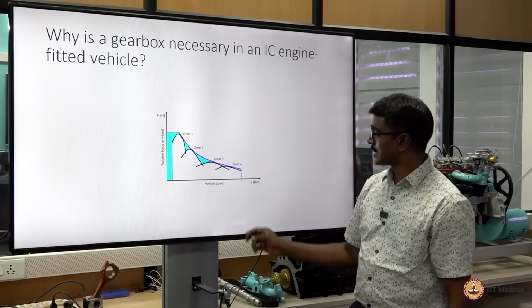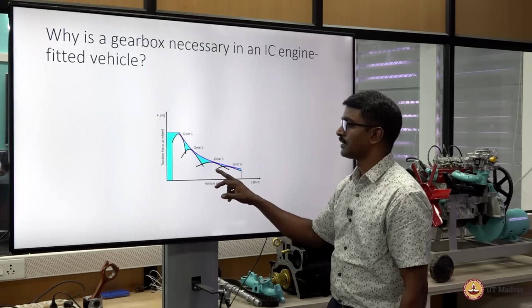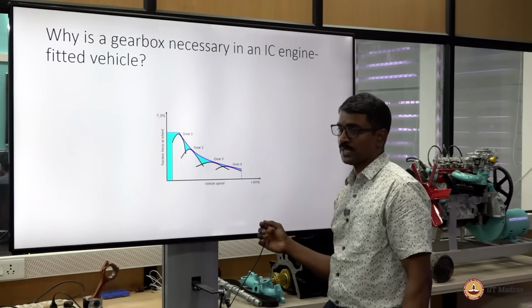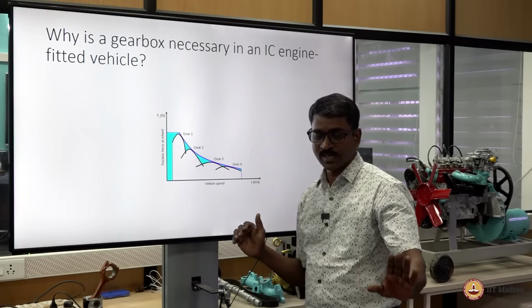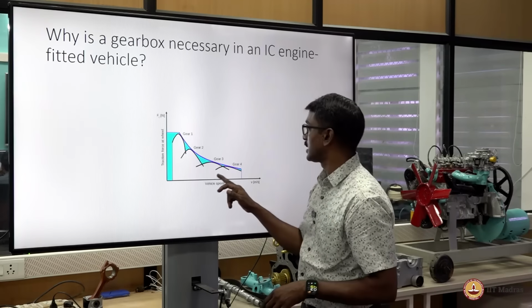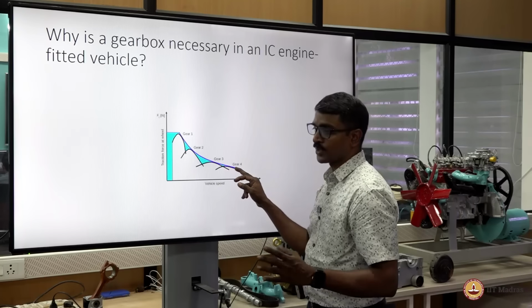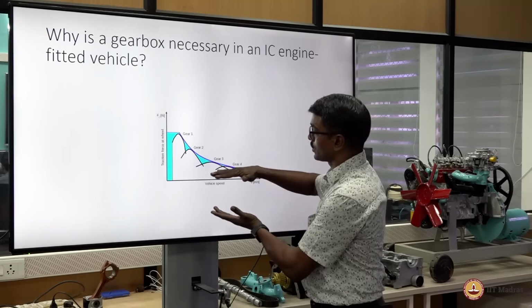So what we do here is try to scale up the engine torque by some factor. Suppose, for example, this particular gearbox has a ratio of 7:1 for the first gear. So we assume this is an engine torque curve. What we are trying to do is magnify the engine torque by 7 times.